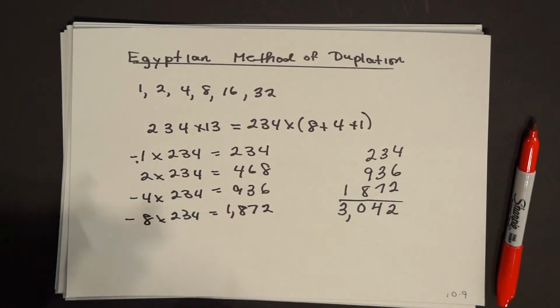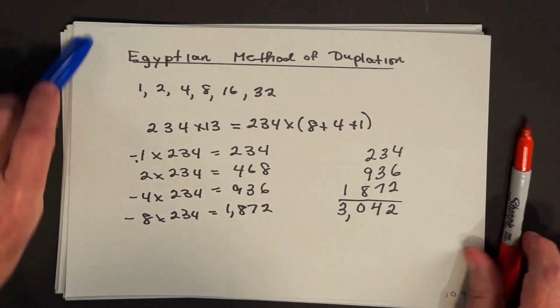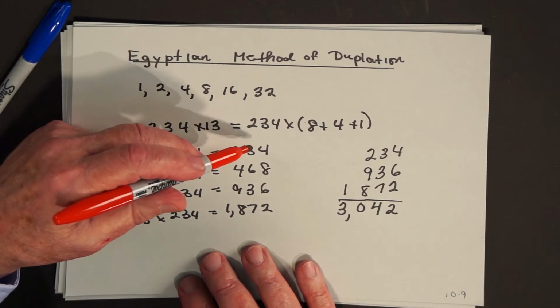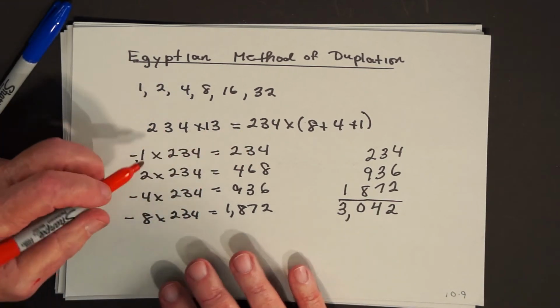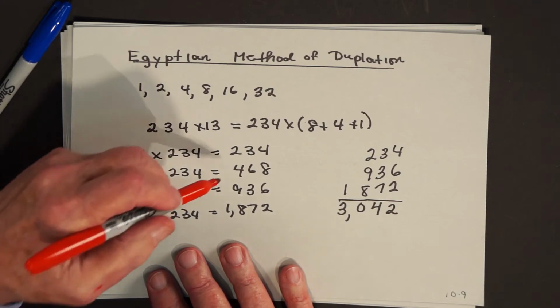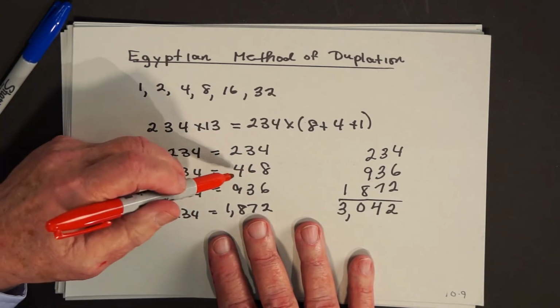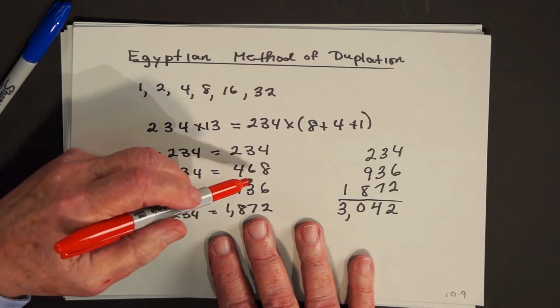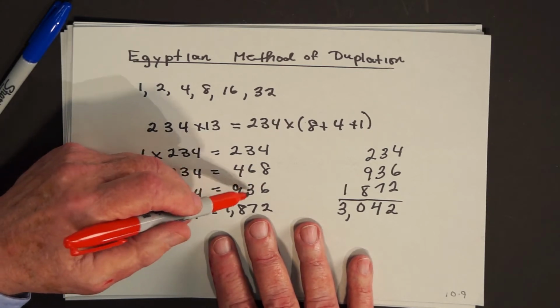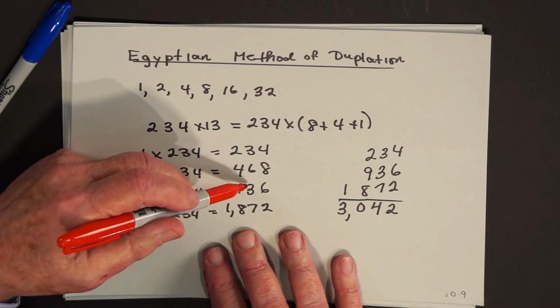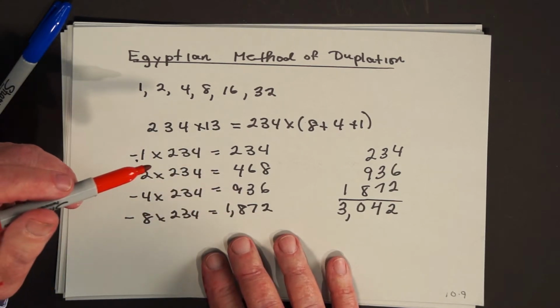So here's how the method of duplation worked. The Egyptians said, okay, 1 times 234 is 234. Now I'll just keep doubling. 2 times 234 is 468. Now I'll double this number, and get 4 of these. That's 936. Then I'll double this number. That will give me 1872.